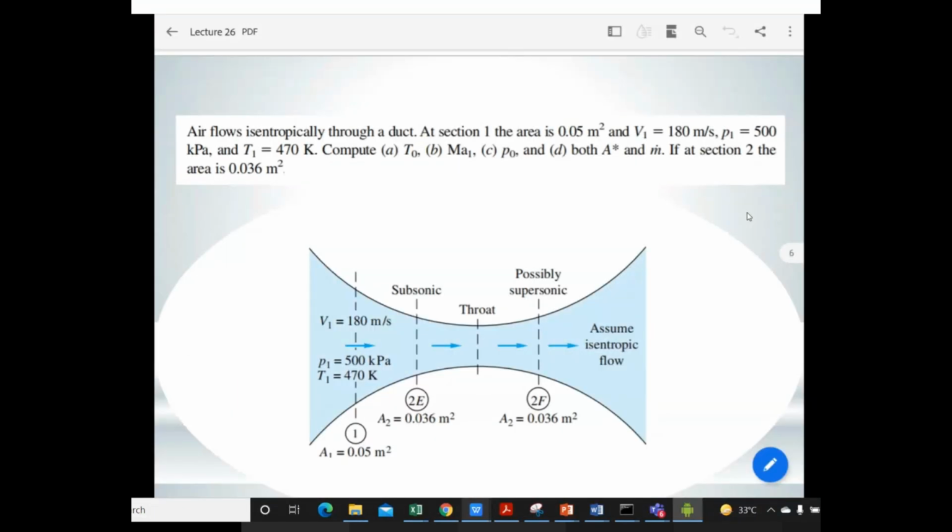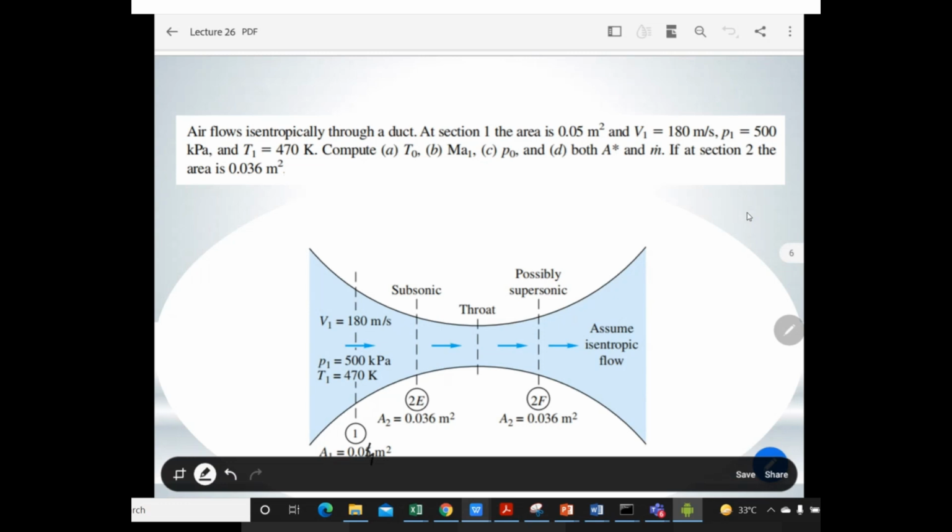The question which you have to solve is the same question, you just have to replace this 0.05 by 0.04 meters square. You can repeat all these steps, and you can easily solve this example.